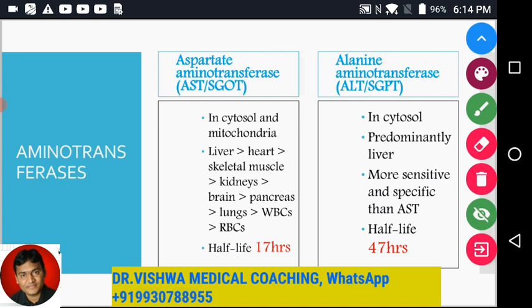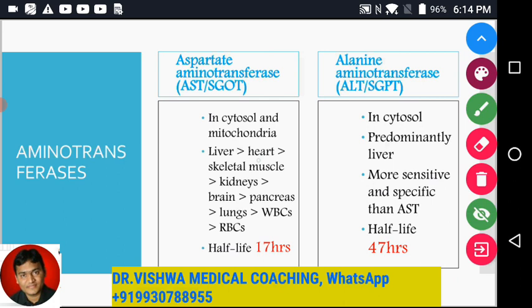What would be the comparison? What would be the important set of points which would be important for us to understand to interpret this? Aspartate aminotransferase is released in the cytosol and the mitochondria. ALT is there in the cytoplasm only. These are some of the theoretical points.